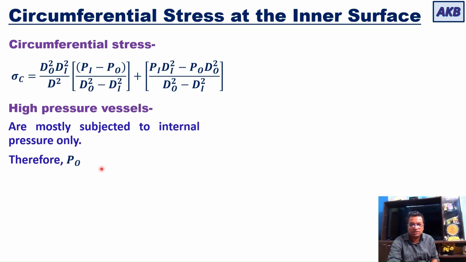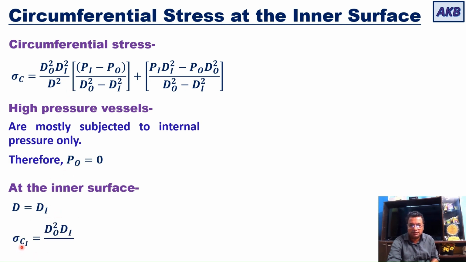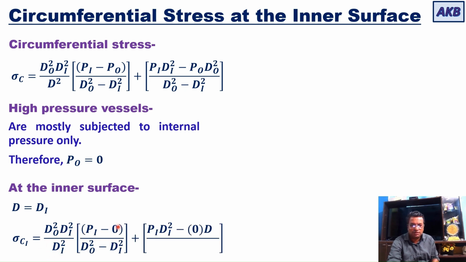That means the external pressure, that is Po, is 0 at the inner surface. D is equal to Di. We will use these values in this equation. So sigma Ci is equal to dO square di square, D is replaced with Di, so Di square, into Pi minus 0, P0 is 0, upon dO square minus di square, plus Pi di square minus P0, which is 0, so 0 into dO square divided by dO square minus di square.